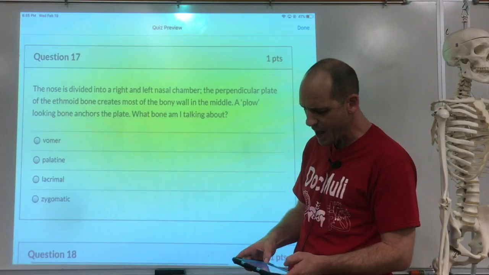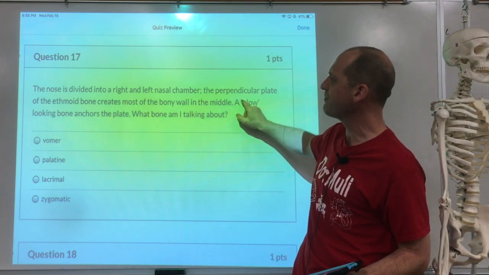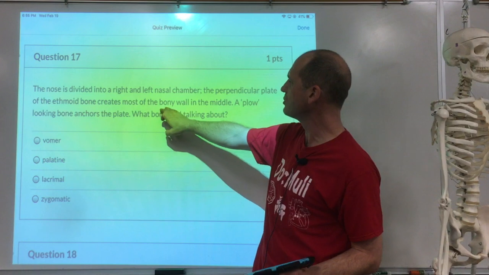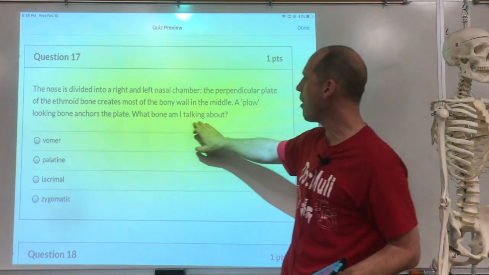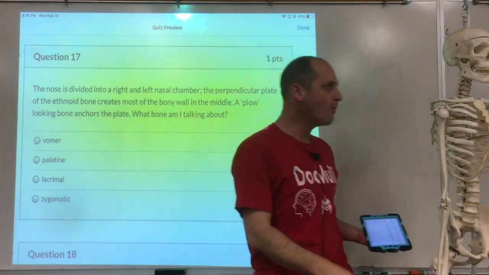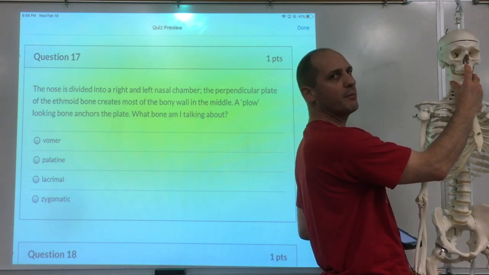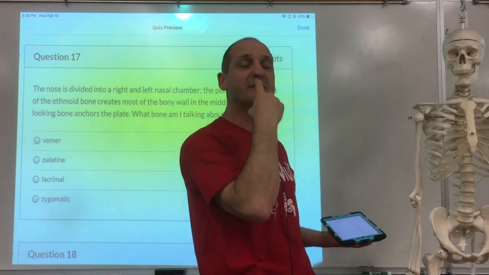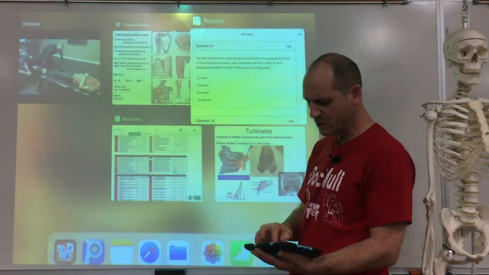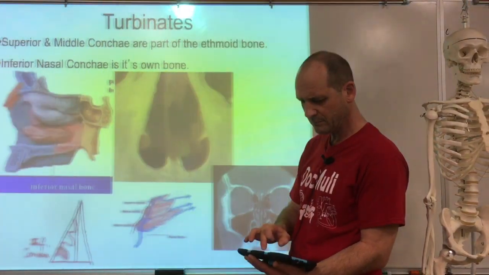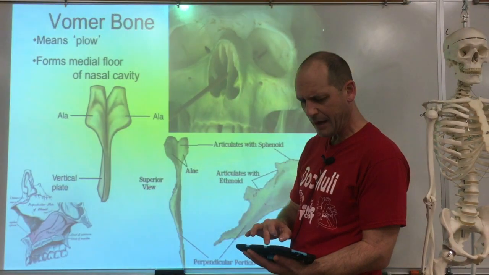The nose is divided into right and left nasal chambers. The perpendicular plate of the ethmoid bone creates most of the bony wall in the middle. A plow-looking bone anchors the plate. What bone are we talking about? The vomer. It's deep in. It's that thing sticking out on the front of the nose, on the bottom. It's right there. That hurts when you poke it too hard. That's the vomer bone. I've got to revise some of that.